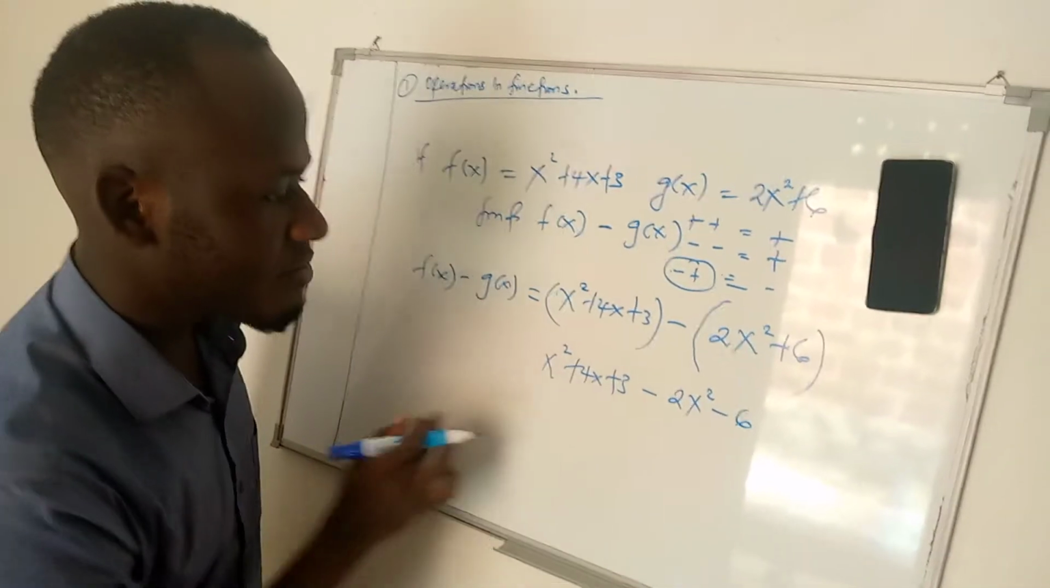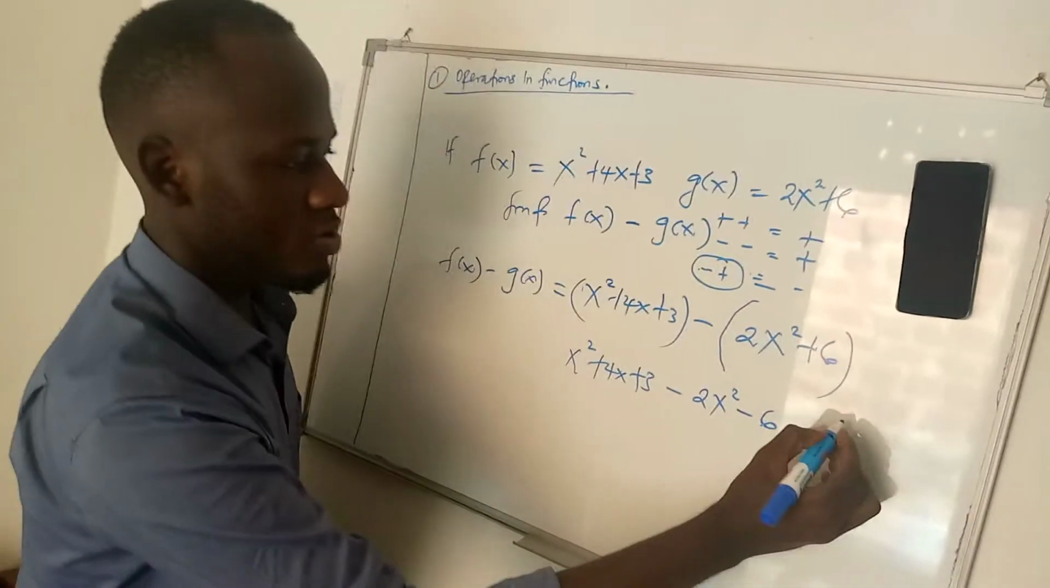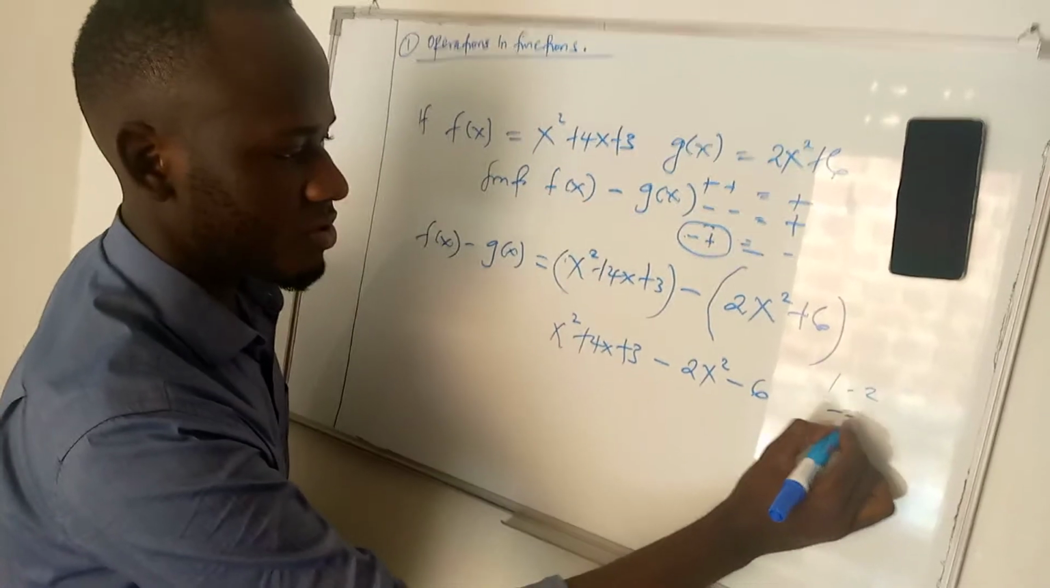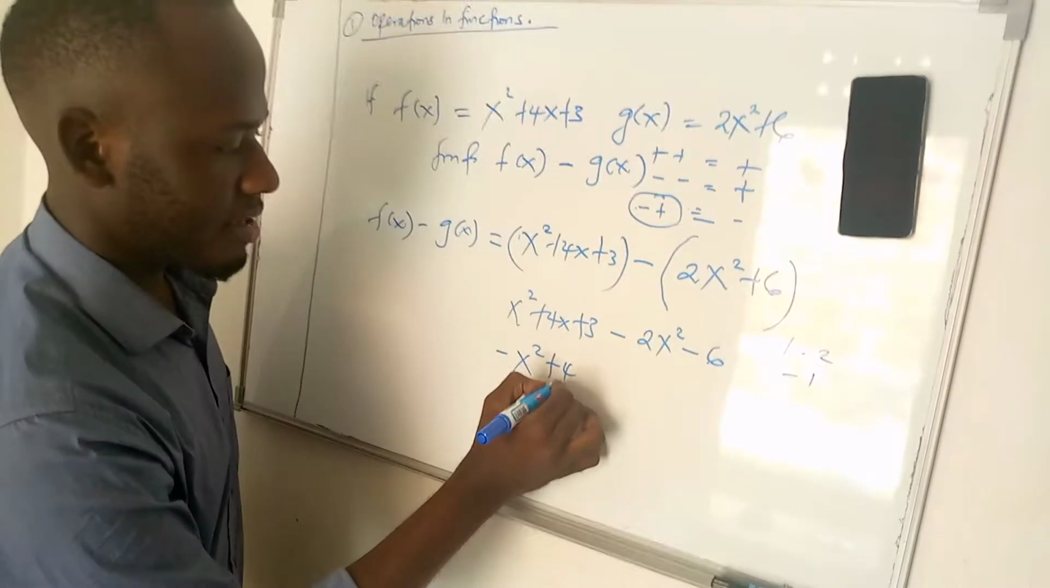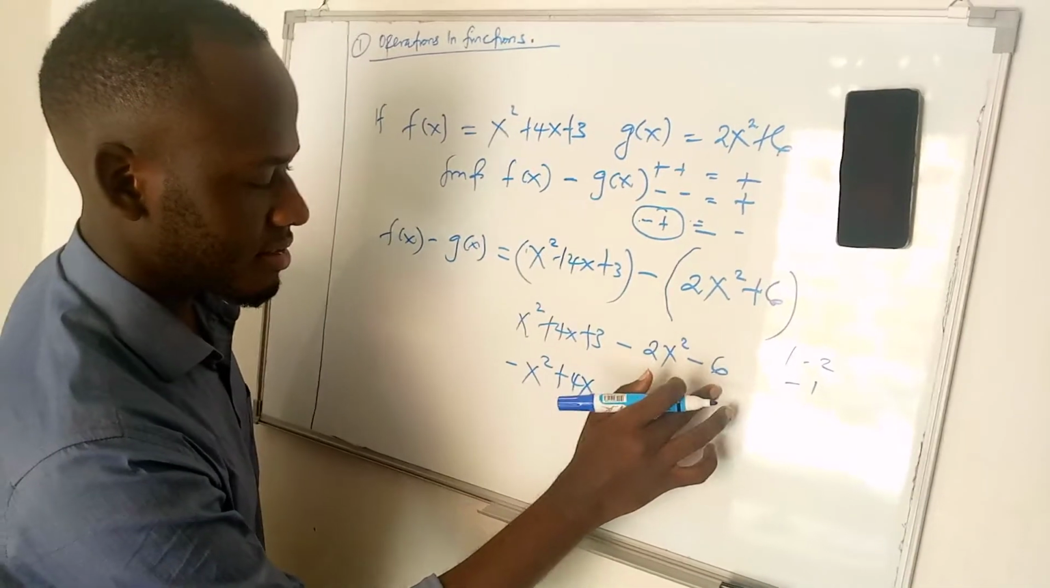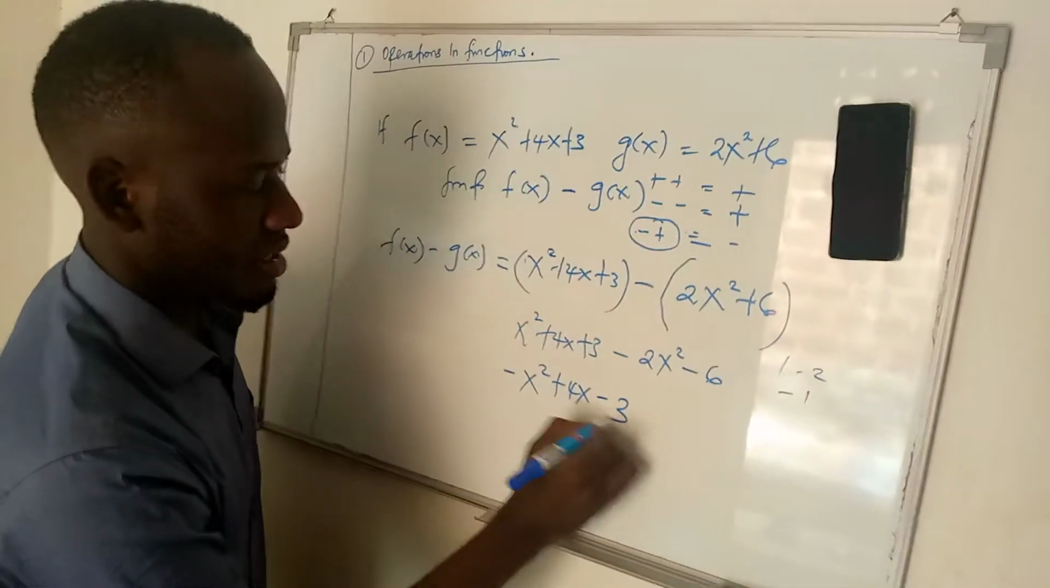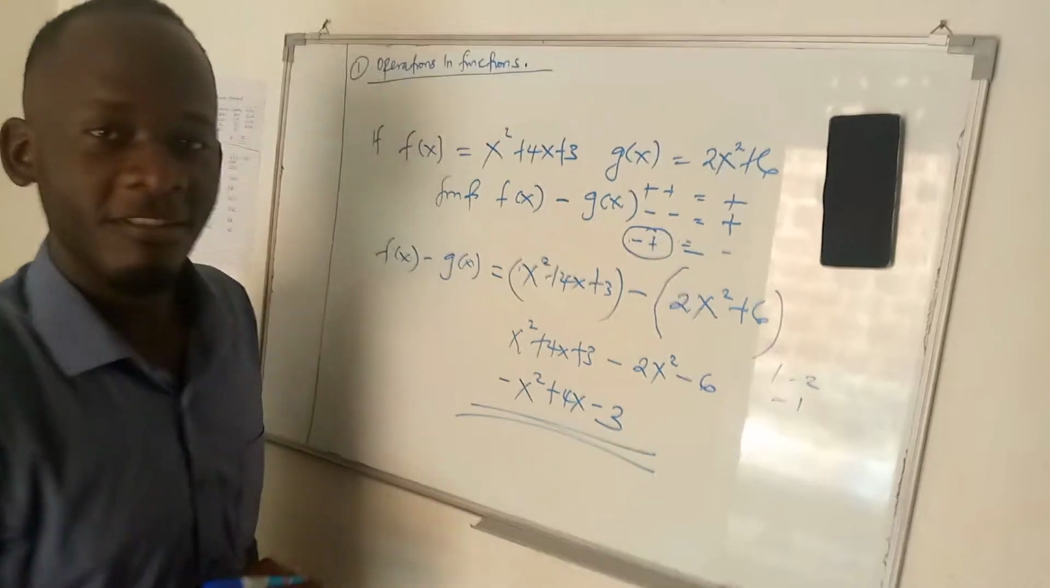Then after here we shall collect like terms. When you have 1 minus 2, it gives you negative 1. So we have negative x squared plus 4x. 3 minus 6 gives you minus 3. So this is our final answer.